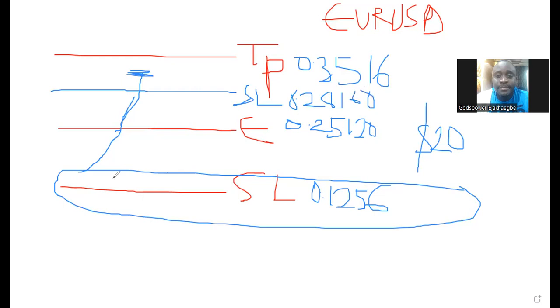So, if I put this here, I would have claimed that if this trade now misbehaves and comes down to hit my new stop loss, I have nothing to worry about, because the trade has moved above the entry point. It means at this point I can still go home with maybe like $15. Can you see? I can still go home with maybe $15, which I don't feel bad about.